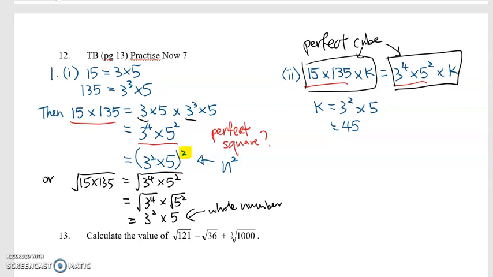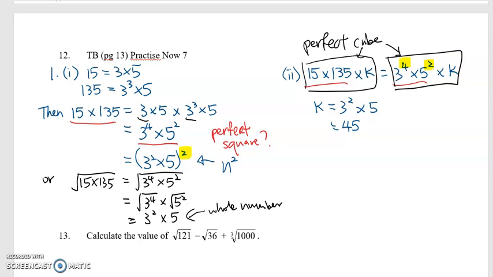Okay, so we were looking at practice 7 on page 13, question 1, part 2. We're trying to find the value of k such that 15 times 135 times k gives us a perfect cube. We recall that to get a perfect cube, we want the powers to be multiples of 3. For perfect squares, we want the powers to be multiples of 2.